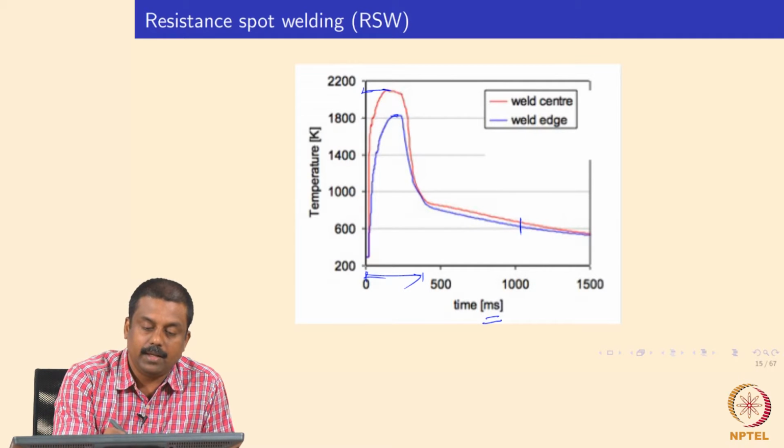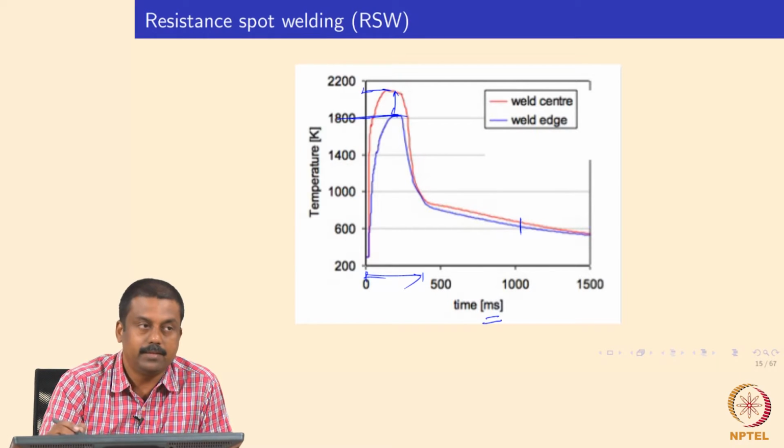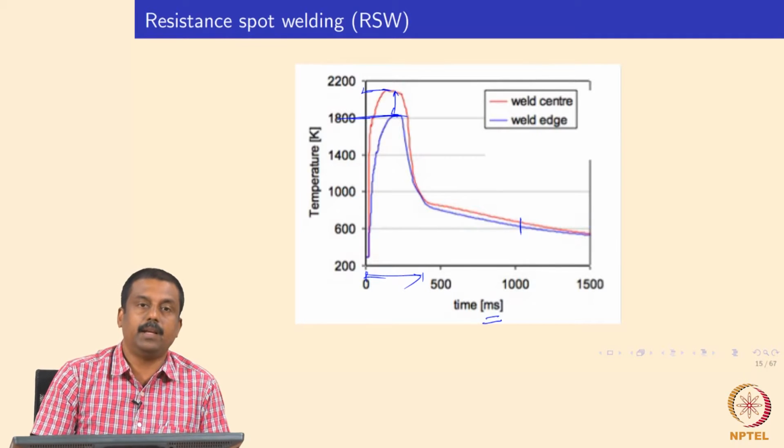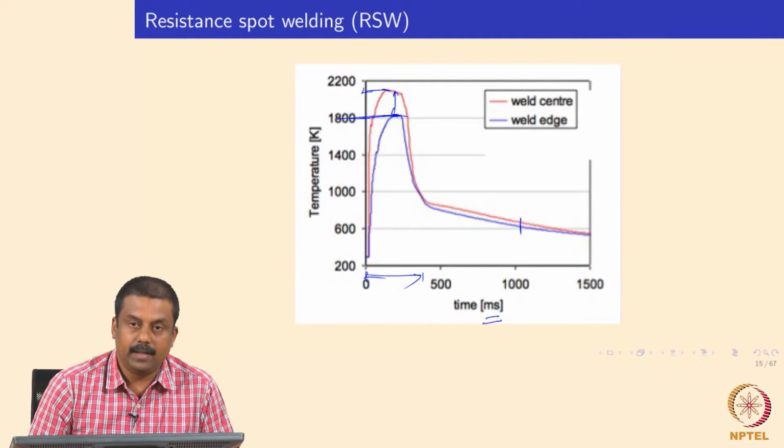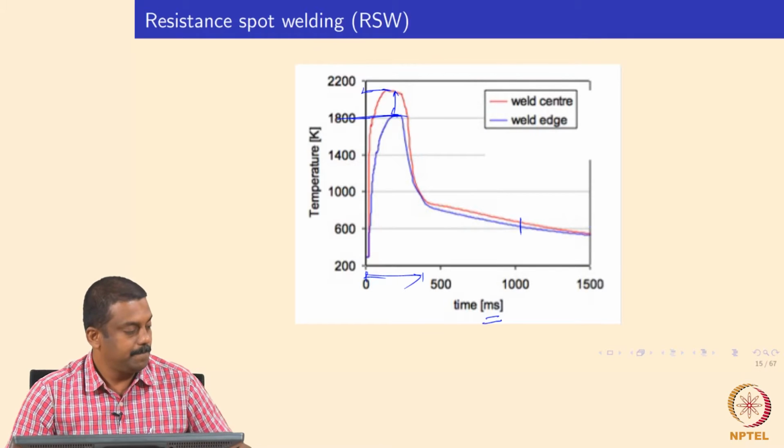If you look at the melting point over here, you have a completely molten region between the weld center and the weld edge, and both of them are cooled at the same cooling rates during cooling. So these are the typical weld thermal cycles we see during resistance spot welding.